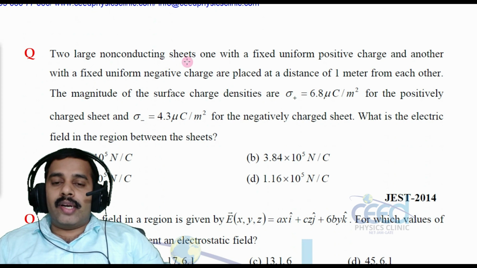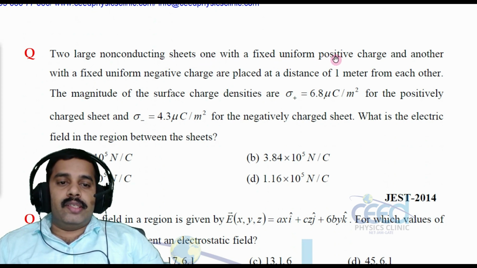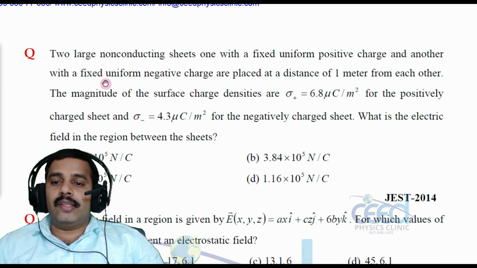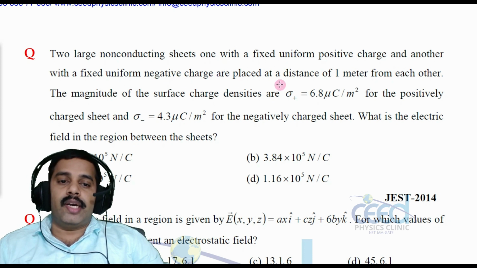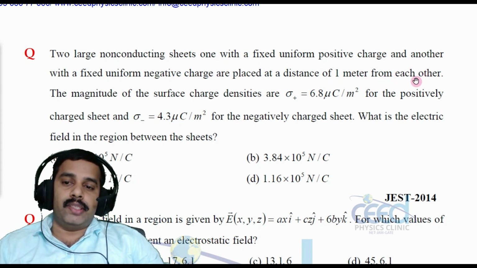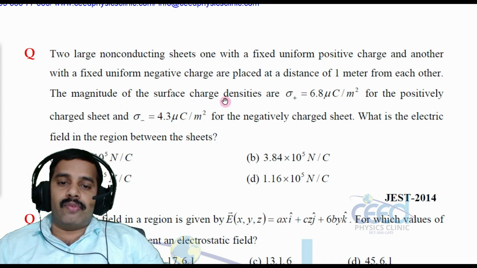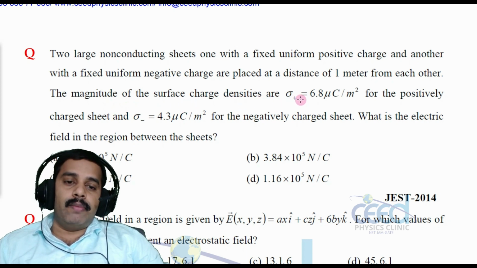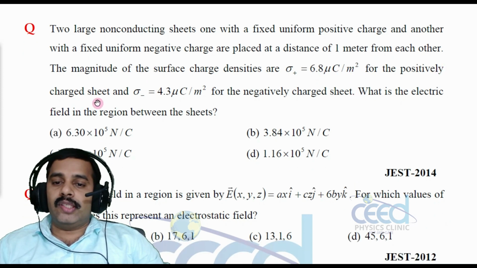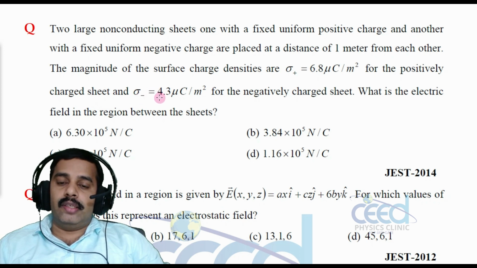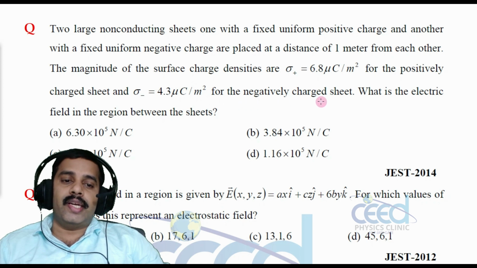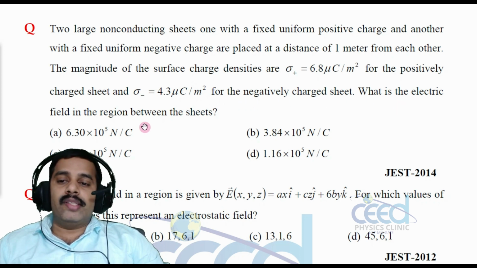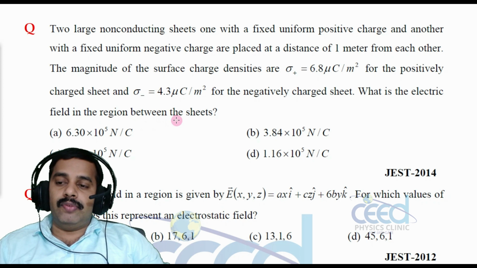Two large non-conducting sheets, one with fixed uniform positive charge and another with fixed uniform negative charge, are placed at a distance of 1 meter from each other. The magnitudes of the surface charge densities are sigma plus, 6.8 microcoulomb per meter square for the positively charged sheet, and sigma minus, 4.3 microcoulomb per meter square for the negatively charged sheet. What is the electric field in the region between the sheets?